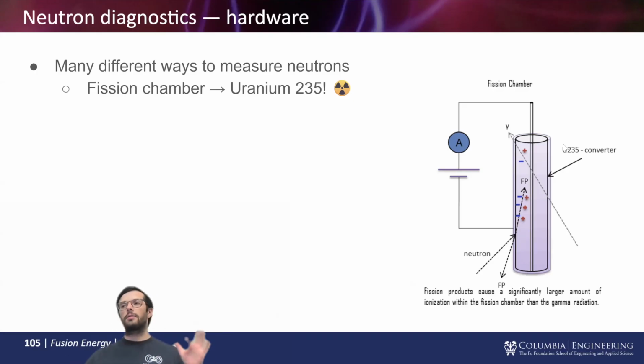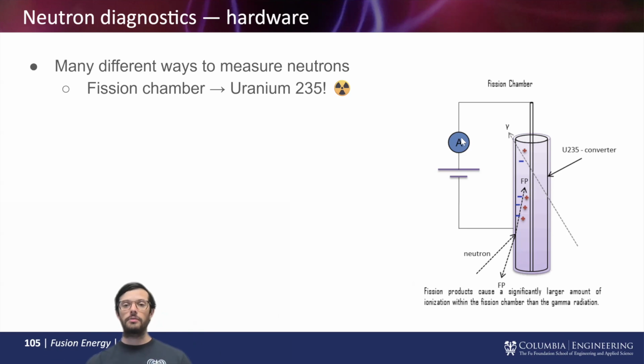So uranium-235 will not split in half on its own. It needs a neutron to hit it. And it can split in half with low energy neutrons, but it can also fission with high energy neutrons. So in this case, we have this high energy neutron coming in, it slams into our uranium and splits it in half. And this FP is fission products. We can measure those fission products using all sorts of different methods.